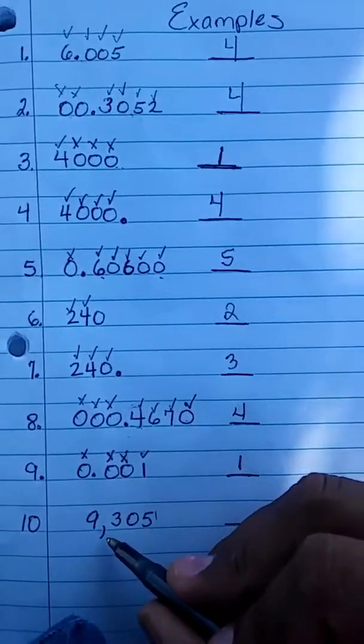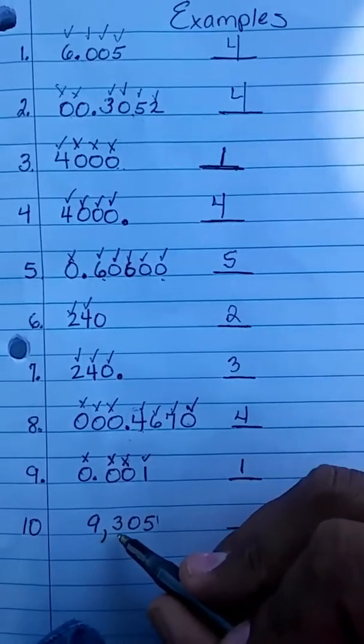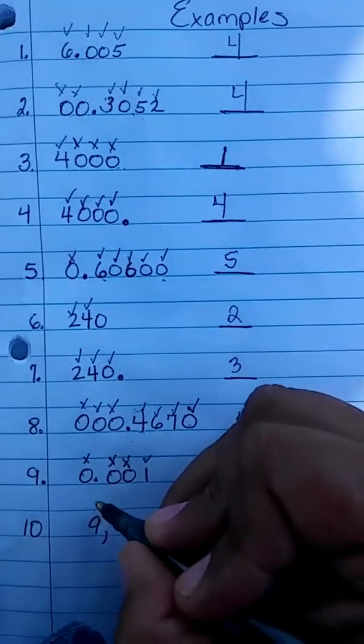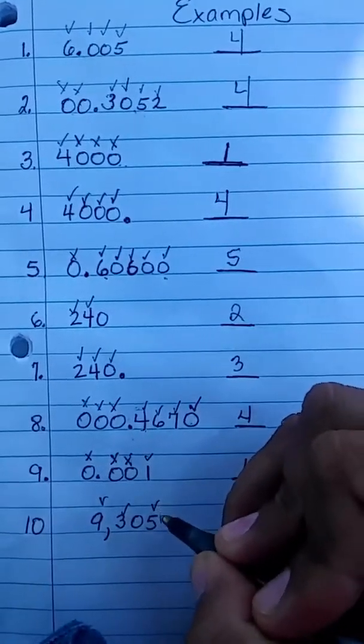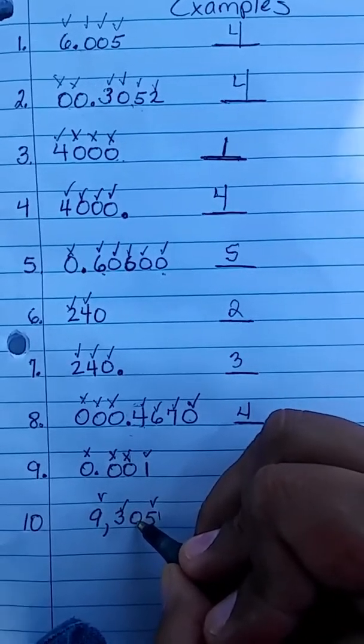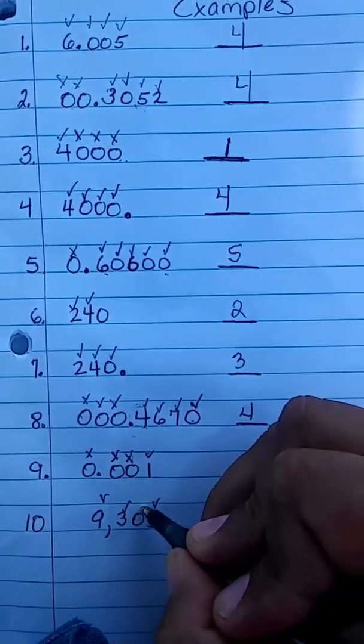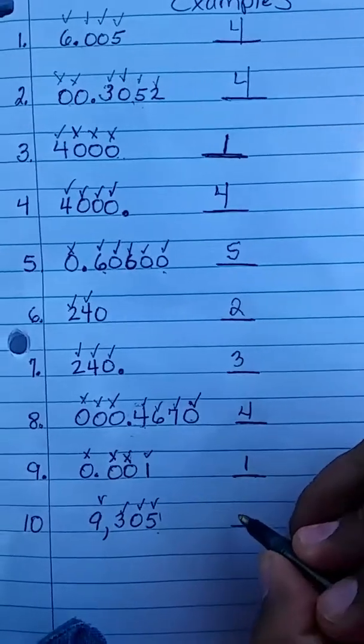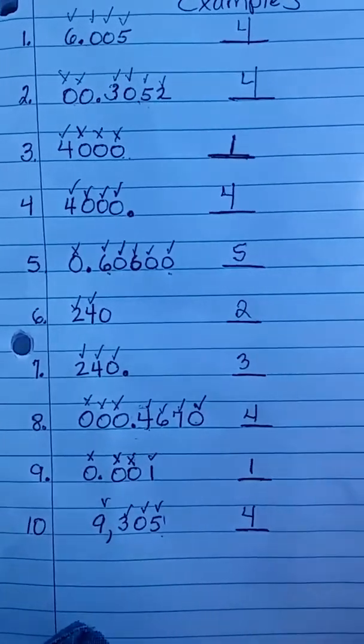Okay, last example. So we have 9,305. The 9, the 3, and the 5 are significant because they're non-zeros, and the 0 is between the 3 and the 5, sandwiched in, so that makes it significant. So that makes it 4 significant digits.